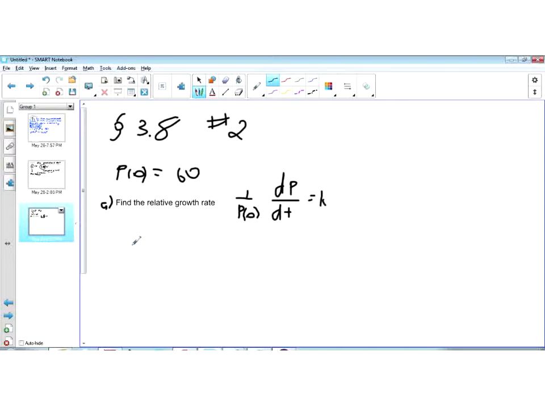Well, the information we have is that the population at any given time t is equal to the initial population times e to the kt. So plugging in 60, the population at time t is equal to 60 times e to the kt. And what other piece of information? We know that a cell divides into 2 cells every 20 minutes.